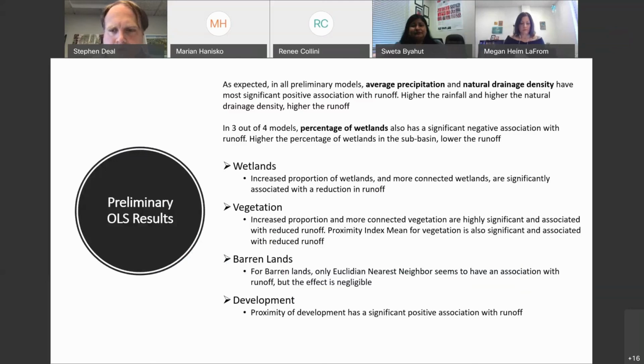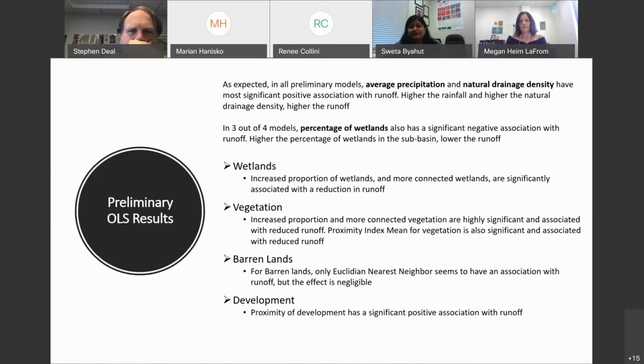Okay, so let me share some of the preliminary results of the OLS analysis. Again, this is a work in progress, so we are still working out some of the details here. The preliminary outcomes of the OLS regression explain some of the impacts of the different green infrastructure land uses in terms of their shape, size, isolation, cluster, and connectivity, and the impact that they have on local flooding while controlling for other environmental conditions. We ran 4 separate preliminary models, one each for barren lands, vegetation, wetlands, and development.